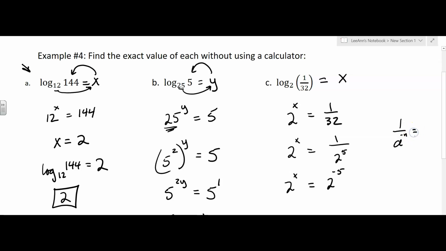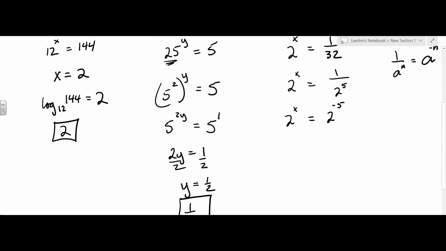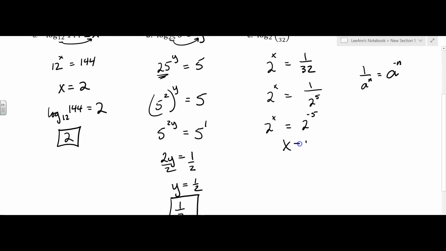Okay, so we have a rule. Let me write that differently. If you have 1 over a to the n, that equals a to the negative n. Okay, and then you can just say, oh, x equals -5. So the answer is -5 in this case. Okay, so you can use those exponent equations that we solved in the last section to help you with this.